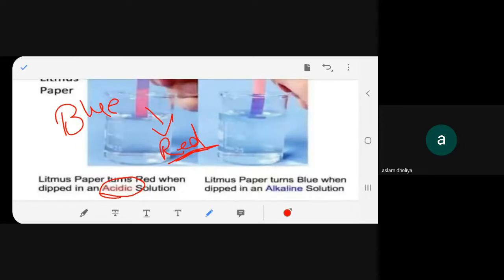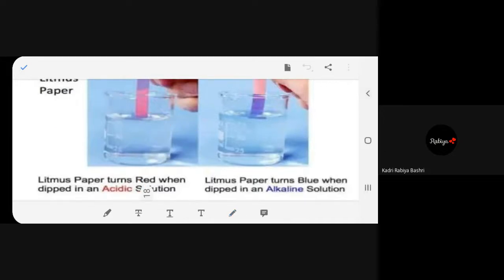Girls, can you hear me? Yes, ma'am. It is acidic. Red is danger. You should remember like that. So what will turn red? Blue will turn red. That means it is acidic. You can see over here. This was blue paper. Can you see this blue paper? It became red when it is dipped in the solution.